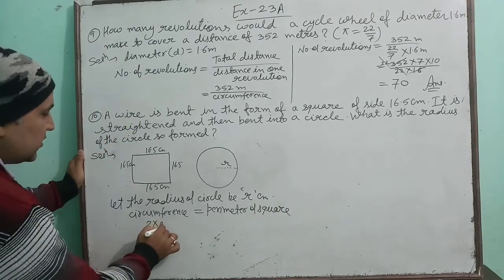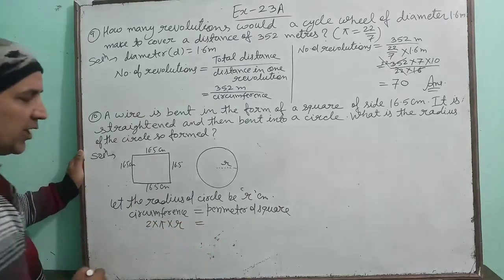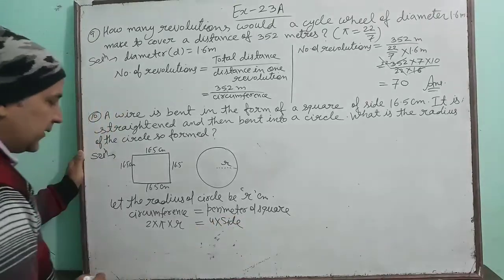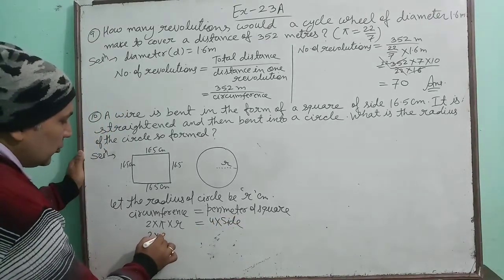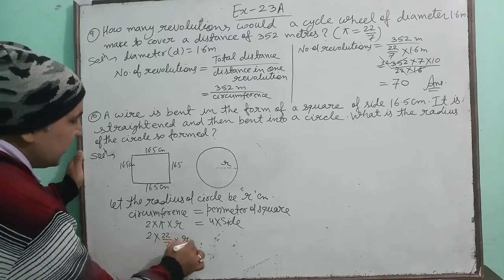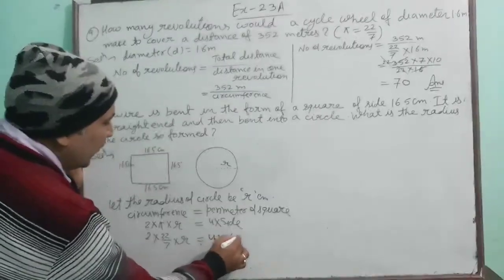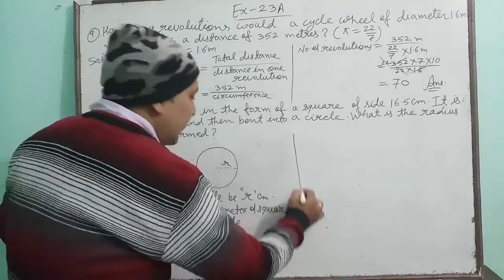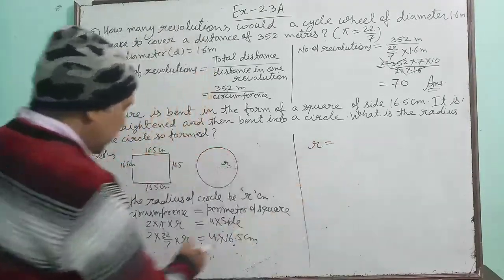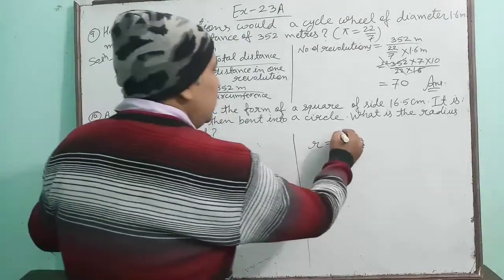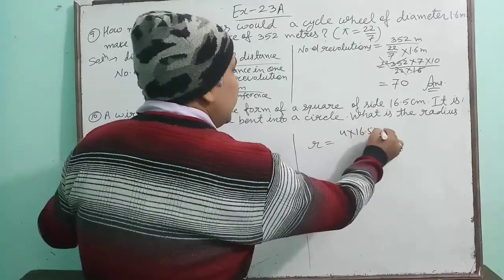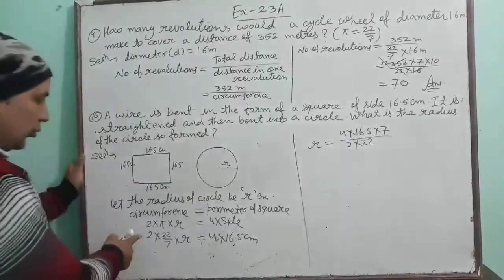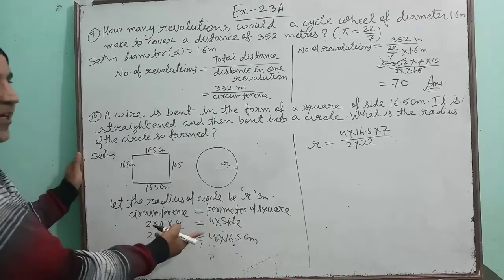Circumference of the circle is 2 into pi into r. Perimeter of the square is 4 into side. Now put the value. 2 into 22 by 7 into r is equal to 4 into 16.5 centimeter. Now find the value of r. This 7 will be cross multiplied. 4 into 16.5 into 7 upon 2 into 22. 2 into 22 will become denominator.